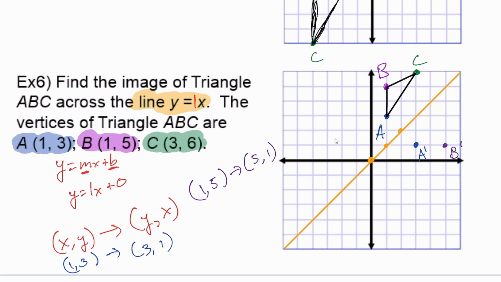Our rule checks out. And then finally for C, we start at (3, 6). It's going to go to (6, 3). Again, we're just following the steps of taking my x and y and swapping their positions. (3, 6) becomes (6, 3). So I'm going to go over 1, 2, 3, 4, 5, 6, up 1, 2, 3. And here is where C prime should be.